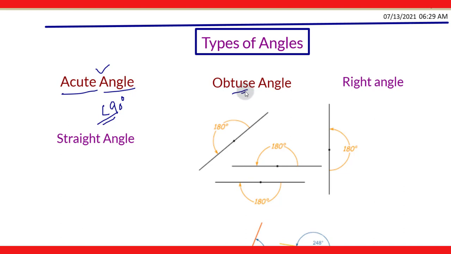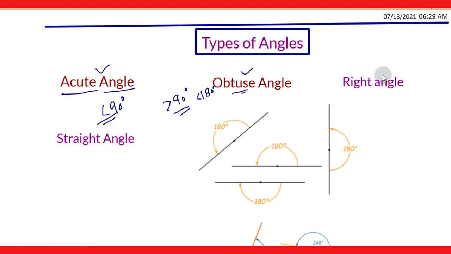Then we have studied about the obtuse angle. What is an obtuse angle? An angle whose measure is greater than 90 degrees but less than 180 degrees. Greater than 90 degrees but less than 180 degrees. Such angles we call obtuse angles.